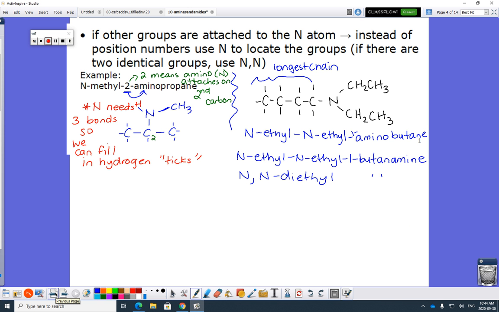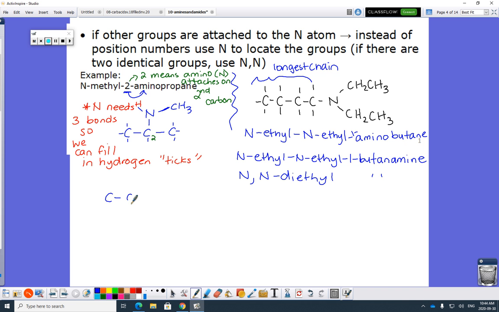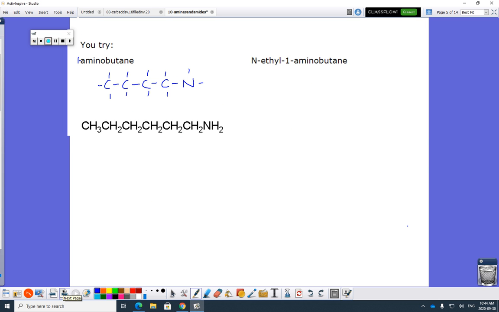Okay, so this, yes, Lauren. You just have to look at the number. So this one said number 2. Yes. Actually, to be honest, you could have drawn that one even like this with the N on the bottom. It just has to be on number 2. Okay? So this one, 1, 2, 3, 4, 5, 6. So 6 is hex. So hexanamine. And again, it is on number 1. Or aminohexane.